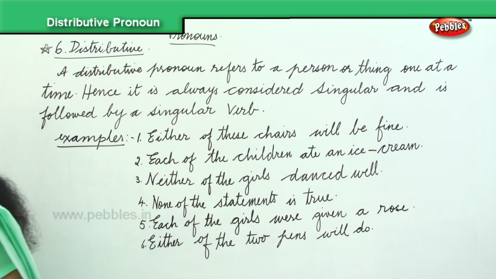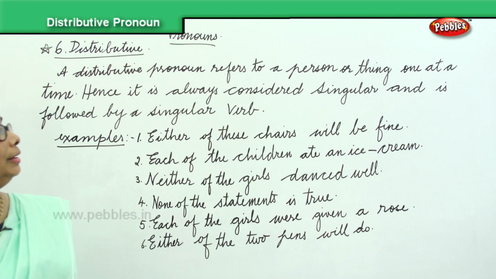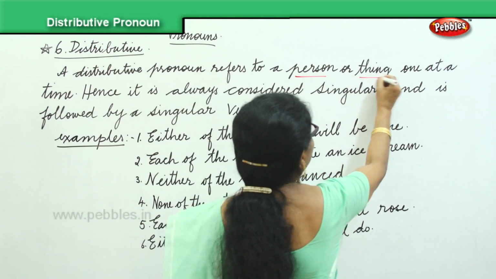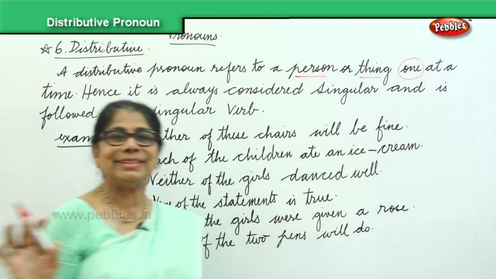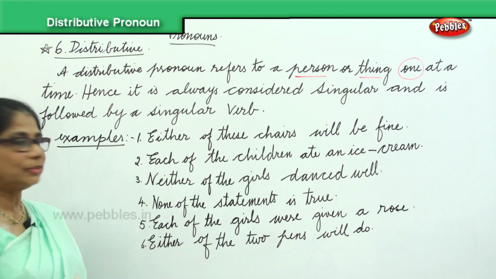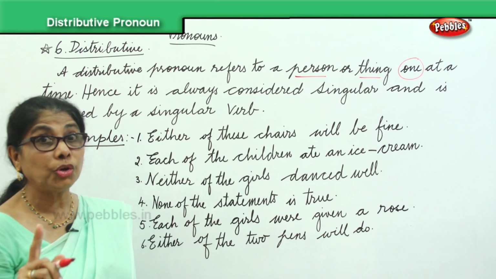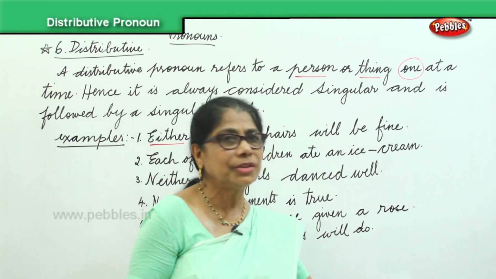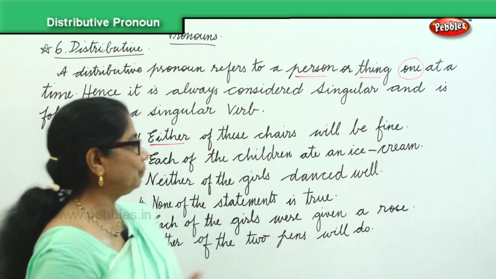Now, let us look at the distributive pronoun. A distributive pronoun refers to person, thing, one at a time. One at a time. Very easy. We're talking about one at a time. And it's always singular followed by a singular verb. Now, either of these chairs will be fine. We are only talking about one chair. Either this chair or that. We are talking about one at a time.